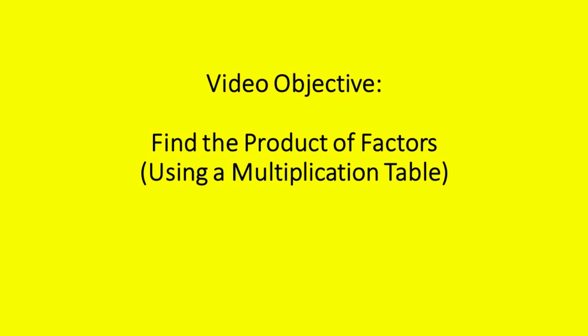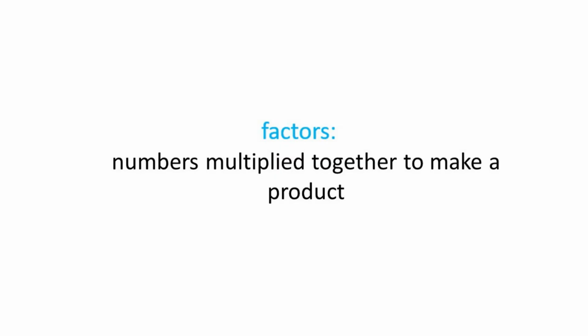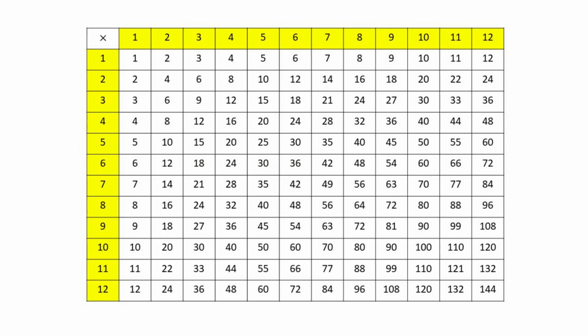Let's explore how to help students find the product of factors using a multiplication table. Remind students that factors are numbers multiplied together to make a product. Let's show students there are two ways to use a multiplication table to find products.